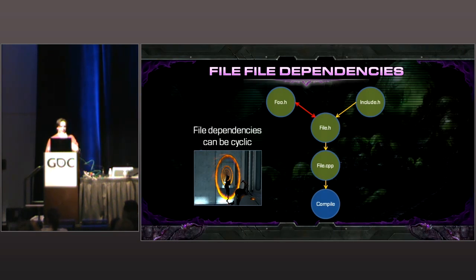Now, while I've used C++ code files here as an example, the system can be used in many places where content files refer to other content files. Game asset files often refer to other asset files.